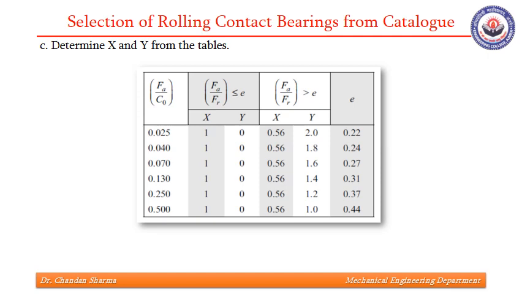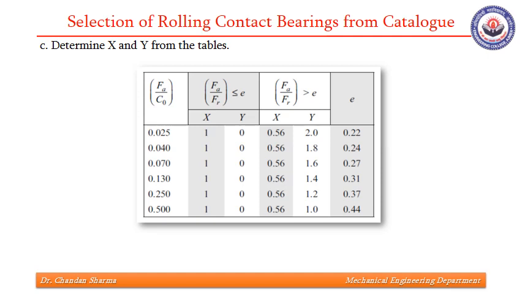Now, when we move on to finding the value of X and Y, we encounter a table like this where the value of X and Y is given. But to be able to enter into this table, we require FA by C0. And we know C0 is something which is given in the data book or catalog. So that means we need to find C0 for a particular bearing from the catalog, and then we can enter into this table to find X and Y.